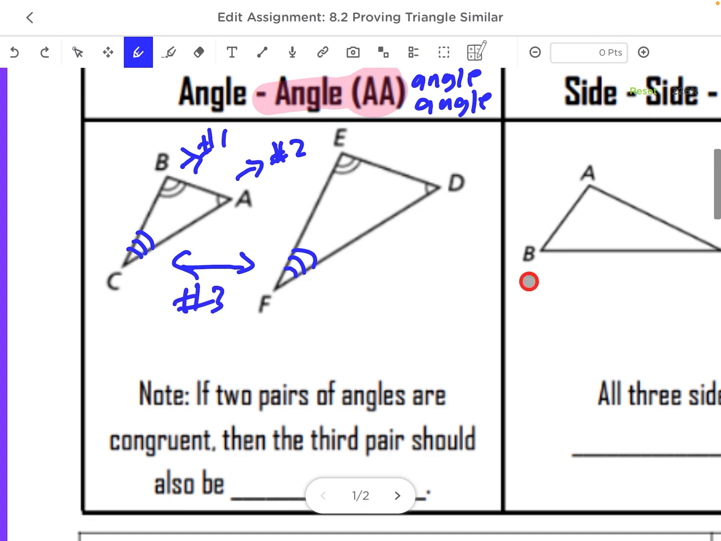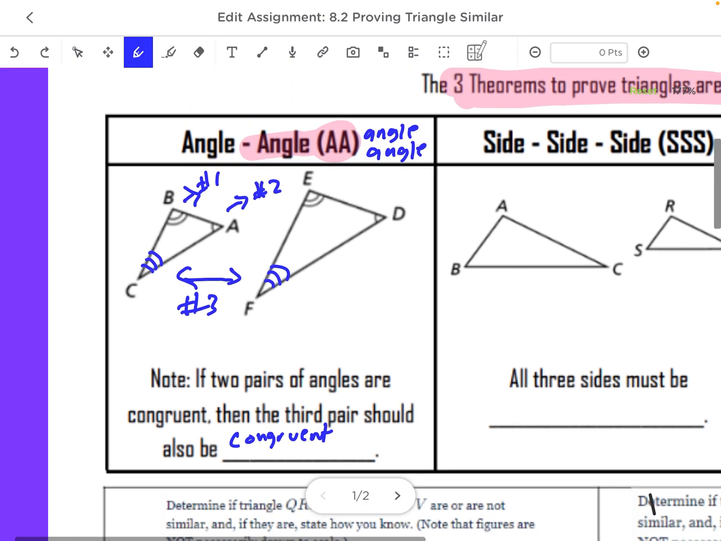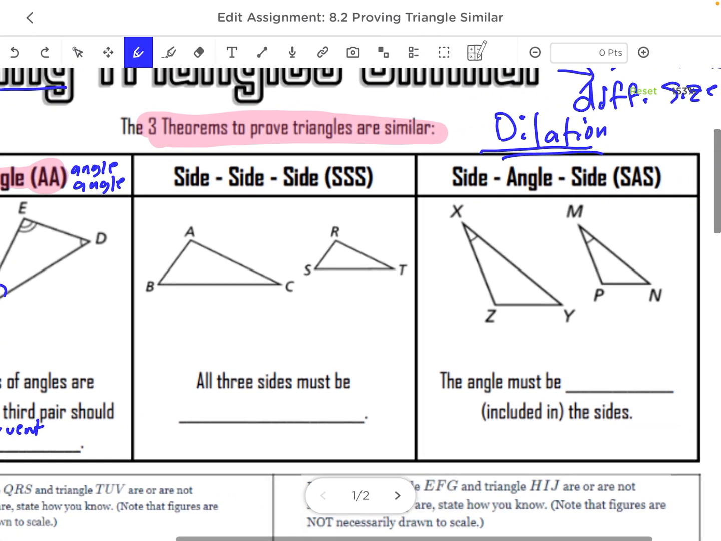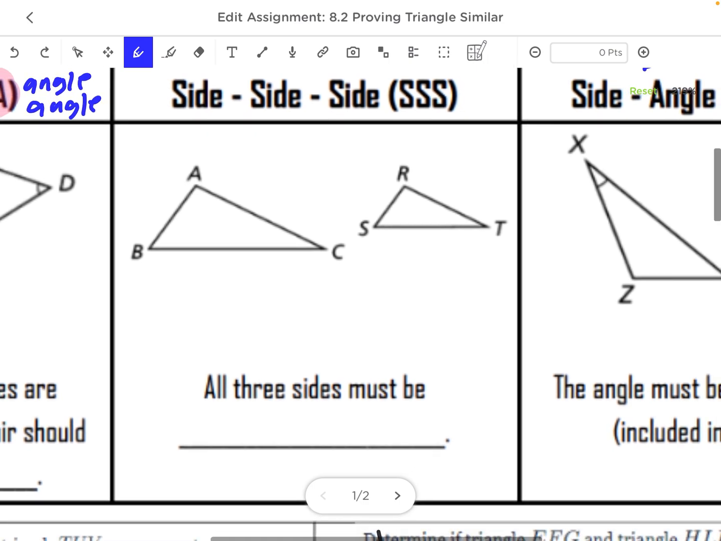That one has to be congruent with that. So if two pairs of angles are congruent, then the third angle should also be congruent. If we know two of them are congruent, then we can prove it by AA. Two of those are congruent angles, then we can prove it. Next is side, side, side. We're going to label that SSS.